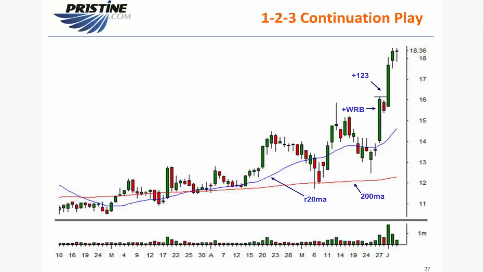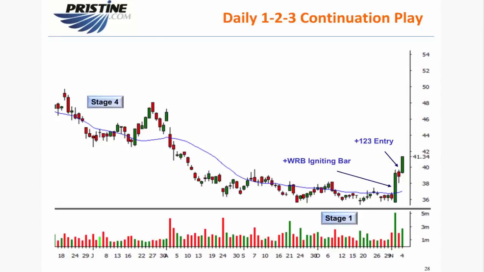All right, so here again, daily chart 1, 2, 3 continuation. Here you do have that igniting volume with the wide range bar breaking out of a stage 1 consolidation. So here you get your inside bar and 1, 2, 3 continuation entry the following day. So you'd buy it again as it breaks over those highs. Your stop goes under the low of the bottoming tail. And then where do you set your target?